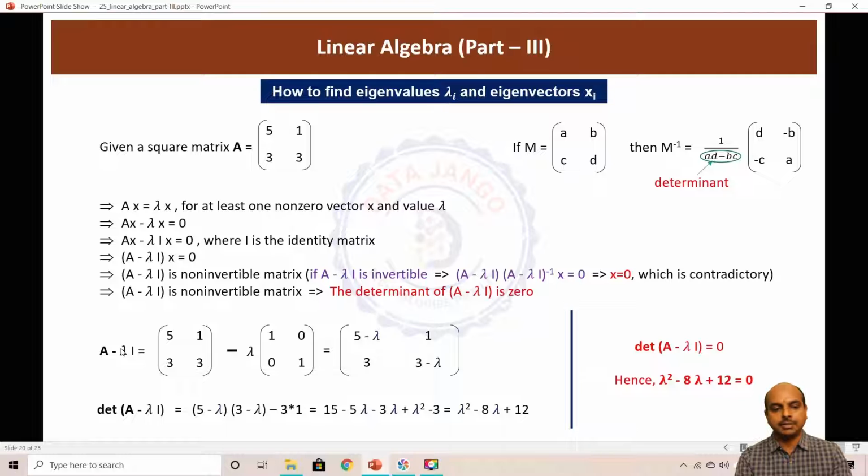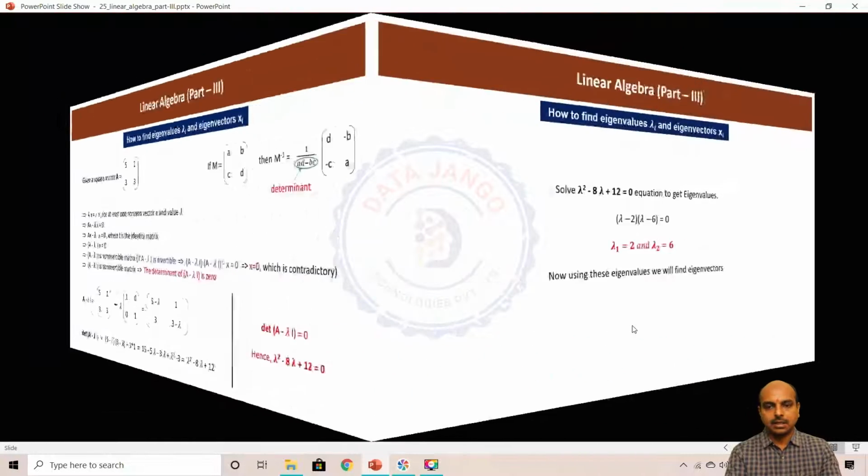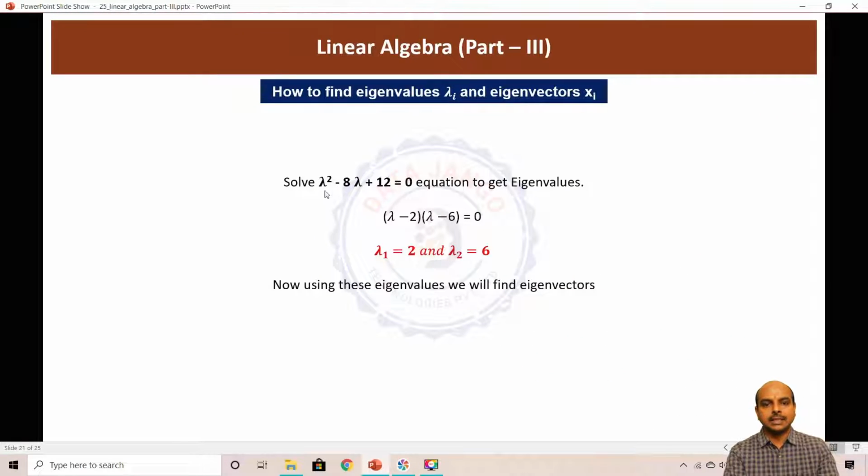That means the determinant of A minus lambda I is 0, so lambda square minus 8 lambda plus 12 is equal to 0. Using this equation we can find the lambda values, the eigenvalues. You can actually write this equation as (lambda minus 2) into (lambda minus 6). Either you substitute 6 or 2 in this equation, it becomes 0. That means lambda 1 is equal to 2 and lambda 2 is equal to 6. So now the eigenvalues for this matrix are 2 and 6.